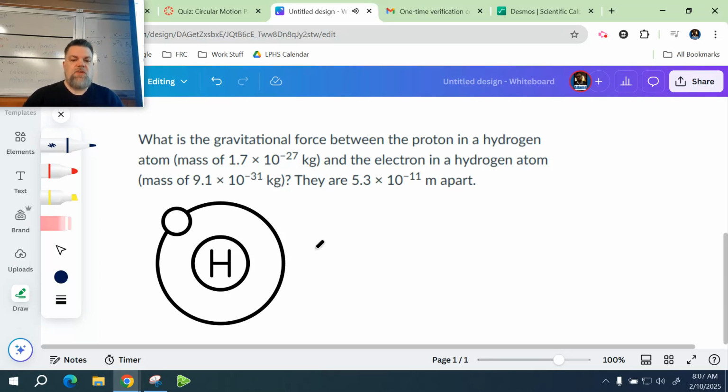It says, what is the gravitational force between a proton in a hydrogen atom and the electron in a hydrogen atom? And then it gives us their masses, and it gives us the distance. So let's talk about this for a second.